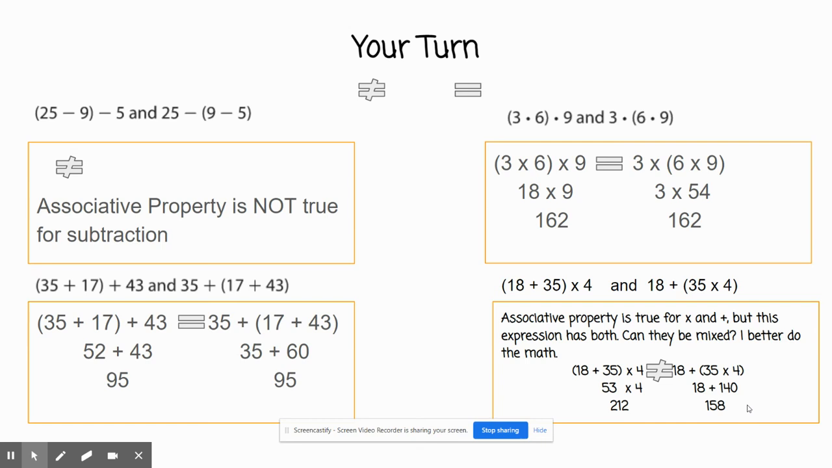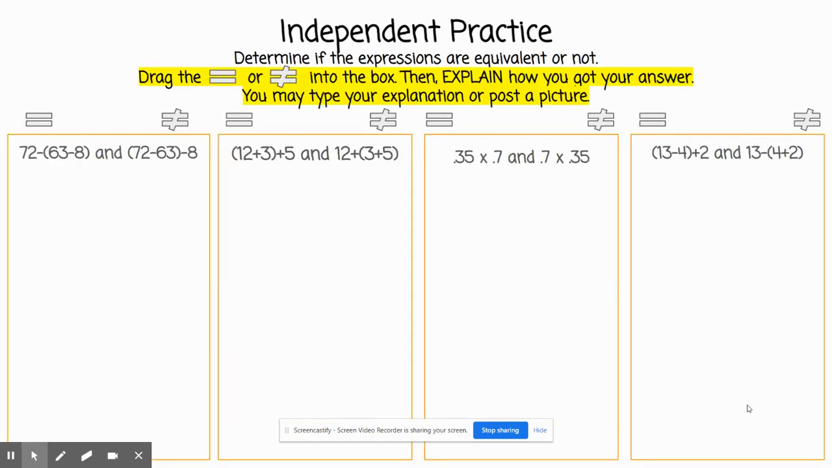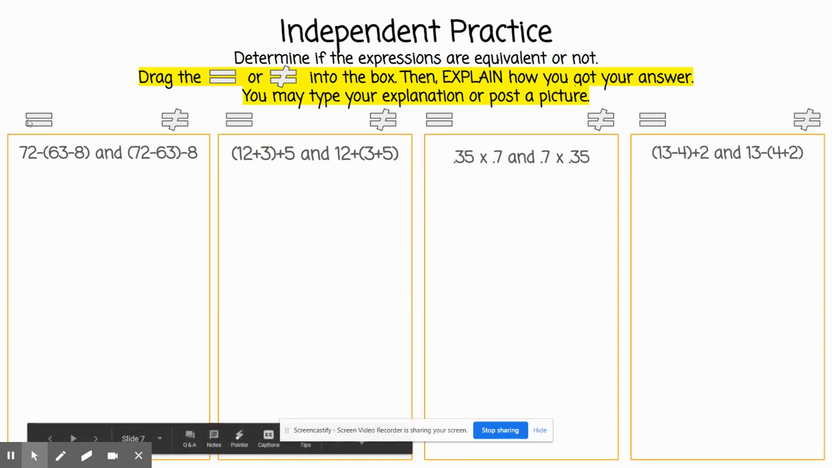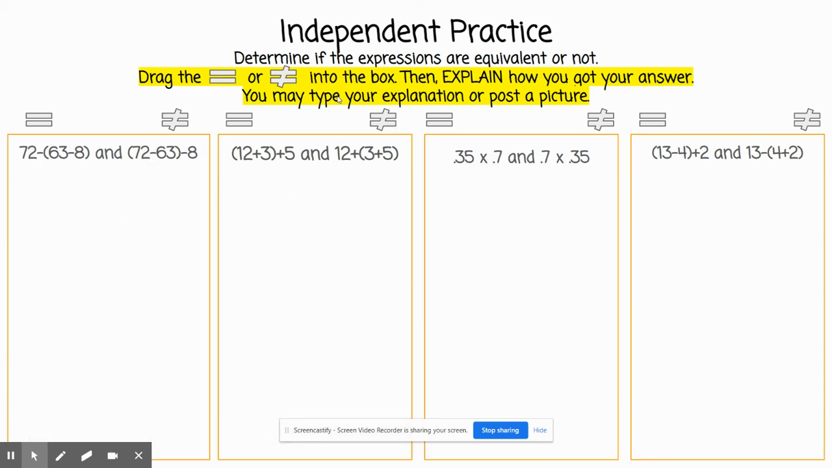This is exactly what you're going to be doing on your independent practice. You are going to be determining whether these 2 expressions that are given in these 4 problems are equivalent or not. Your job is to drag the equal symbol or the not equal symbol into the box. Also, then you must explain how you got your answer. Now, you can type your explanation in the box here, or you can insert a picture of your work where you showed the math. Either way, you have to have an explanation for your answer, okay?